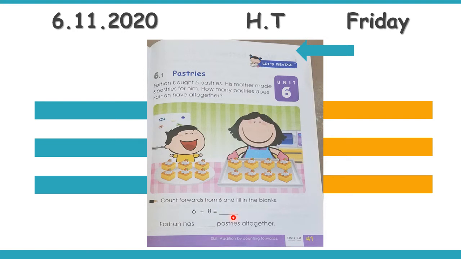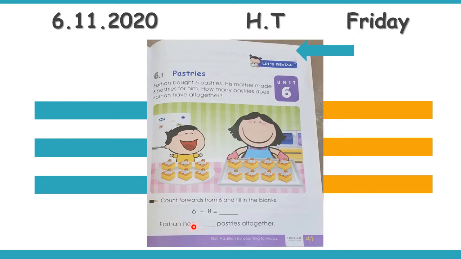Now what you have to do? Yes, you have to count all pastries together. Count them all together. Let's count 1, 2, 3, 4, 5, 6, 7, 8, 9, 10, 11, 12, 13, 14. Yes, your answer is 14. How to write 14? You know very well. Write here 14. 1, 4, 14. Your answer is 14. Farhan has dash pastries altogether.